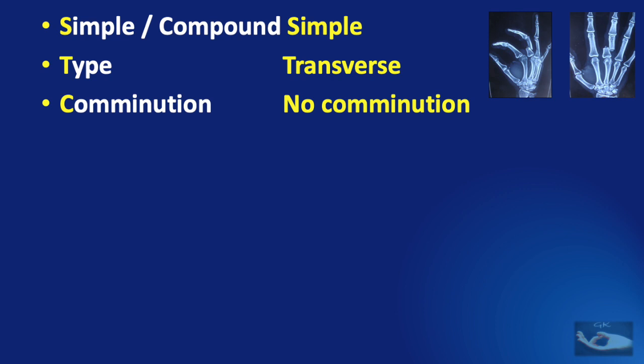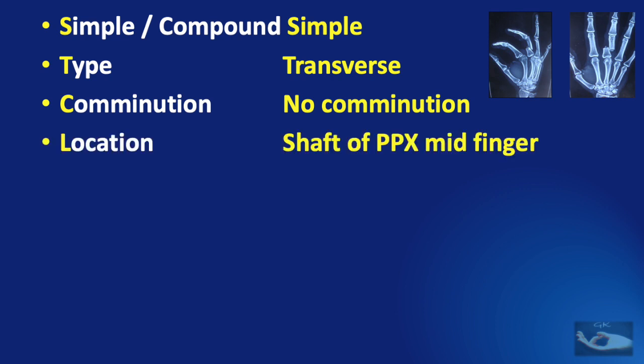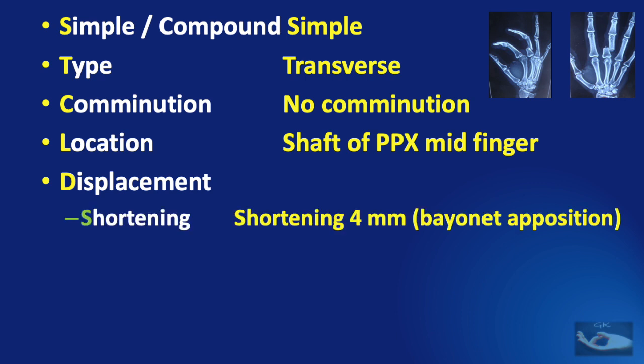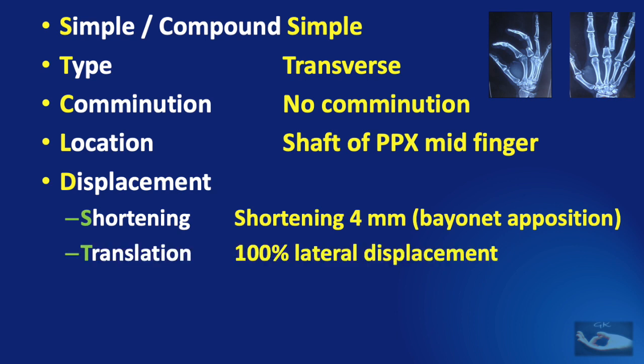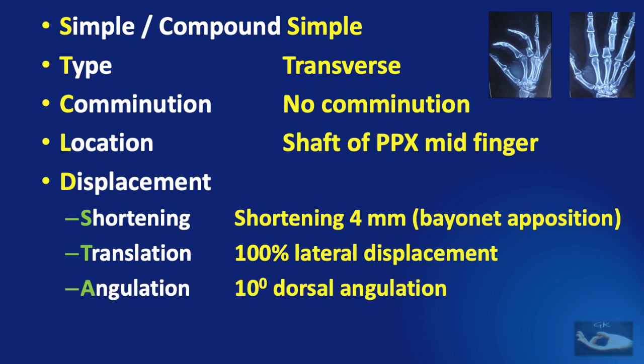There is no comminution in the fracture segments and the fracture is located in the diaphysis, that is the shaft of the proximal phalanx of the middle finger, and as far as the displacement is concerned, there is a shortening of about 4 mm with a bayonet opposition, 100% lateral displacement or translation with about 10 degrees of dorsal angulation with apex volar and no obvious rotation, but of course this should be confirmed by clinical examination.